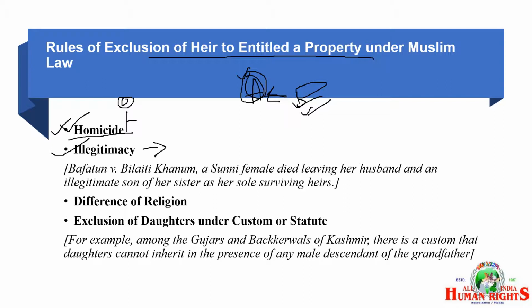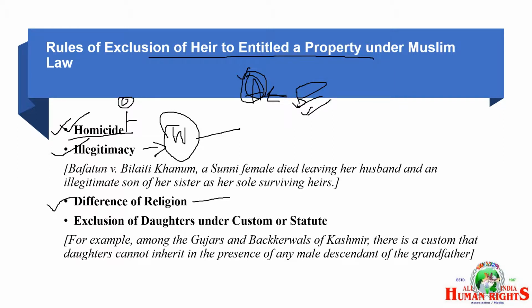If an illegitimate child's mother has deceased, then he can claim her property. However, an illegitimate child cannot claim the property of his father because it is not very obvious to prove the fatherhood. The third important rule is the difference of religion.